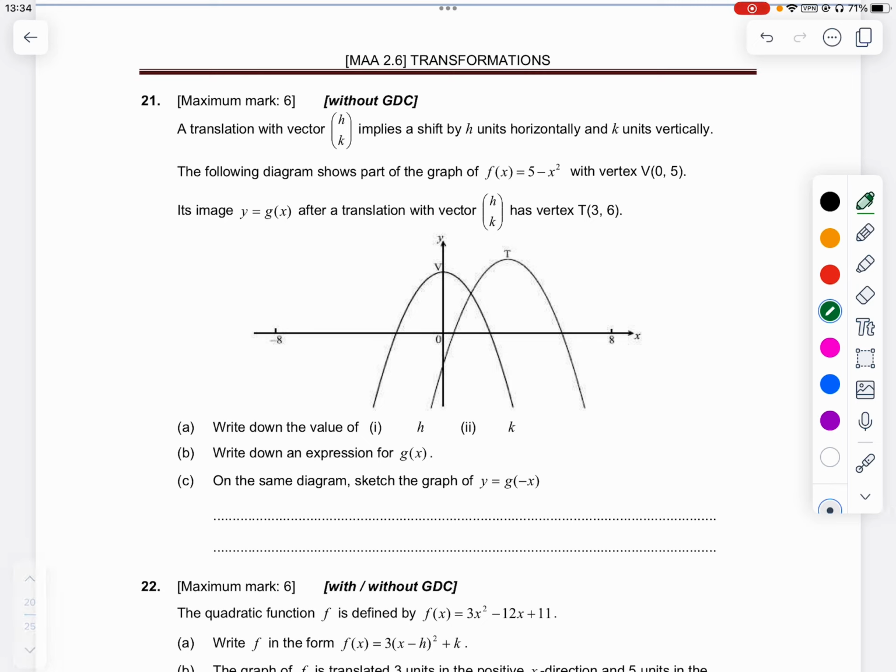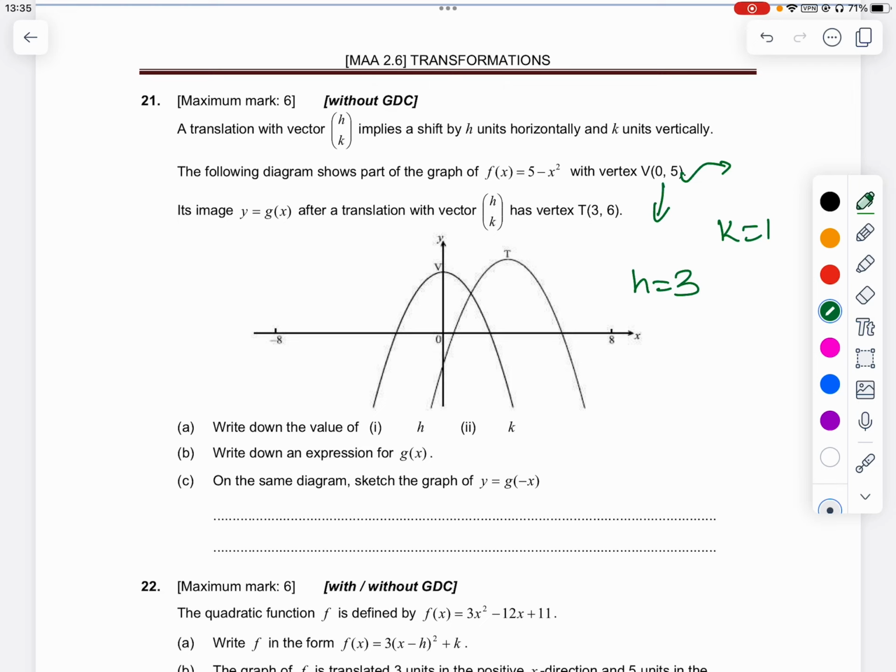Question number 21. The translation with vector (h, k) implies a shift by h units horizontally and k units vertically. The following diagram shows a part of the graph f(x) = 5 - x² with the vertex (0, 5). The image y = g(x) after the translation with vector (h, k) has the vertex (3, 6). Find the values of h and k. So 0 became 3, so h equals 3. And 5 became 6, so k should be equal to 1.